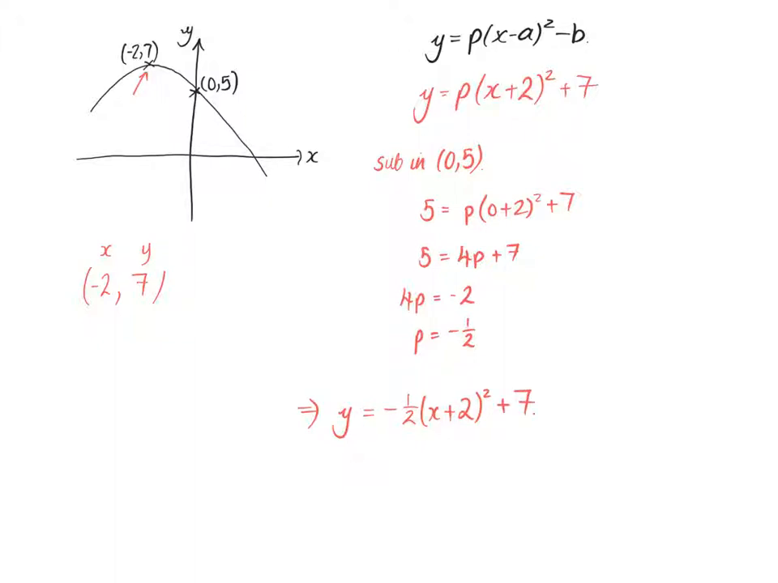Okay, I'll do one more example for you. Before I do another example, it was just a wee reminder. If your graph is this way, then you have a minimum turning point and you've got a positive x squared. If your graph is this way up, you've got a maximum turning point and a negative x squared value.